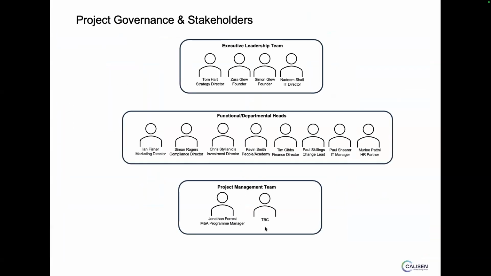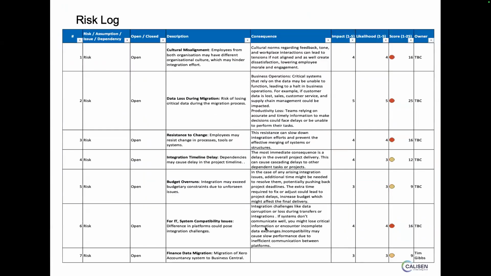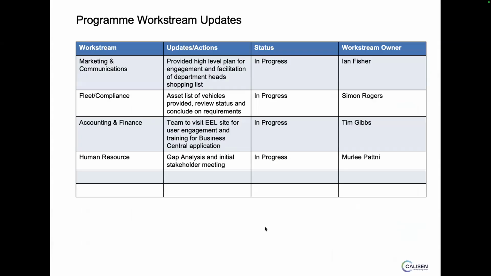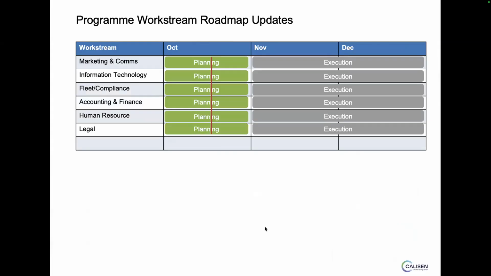Right. And then this one's got more information from a stakeholder perspective, just highlights who's in the program. Then you got your risk log, followed by your work stream, program work stream updates as well. So you can add or do however. This one's a roadmap. You can see the planning phase is what we'll be doing for the whole of the October months. November, December, we'll then be doing execution. Very simple.